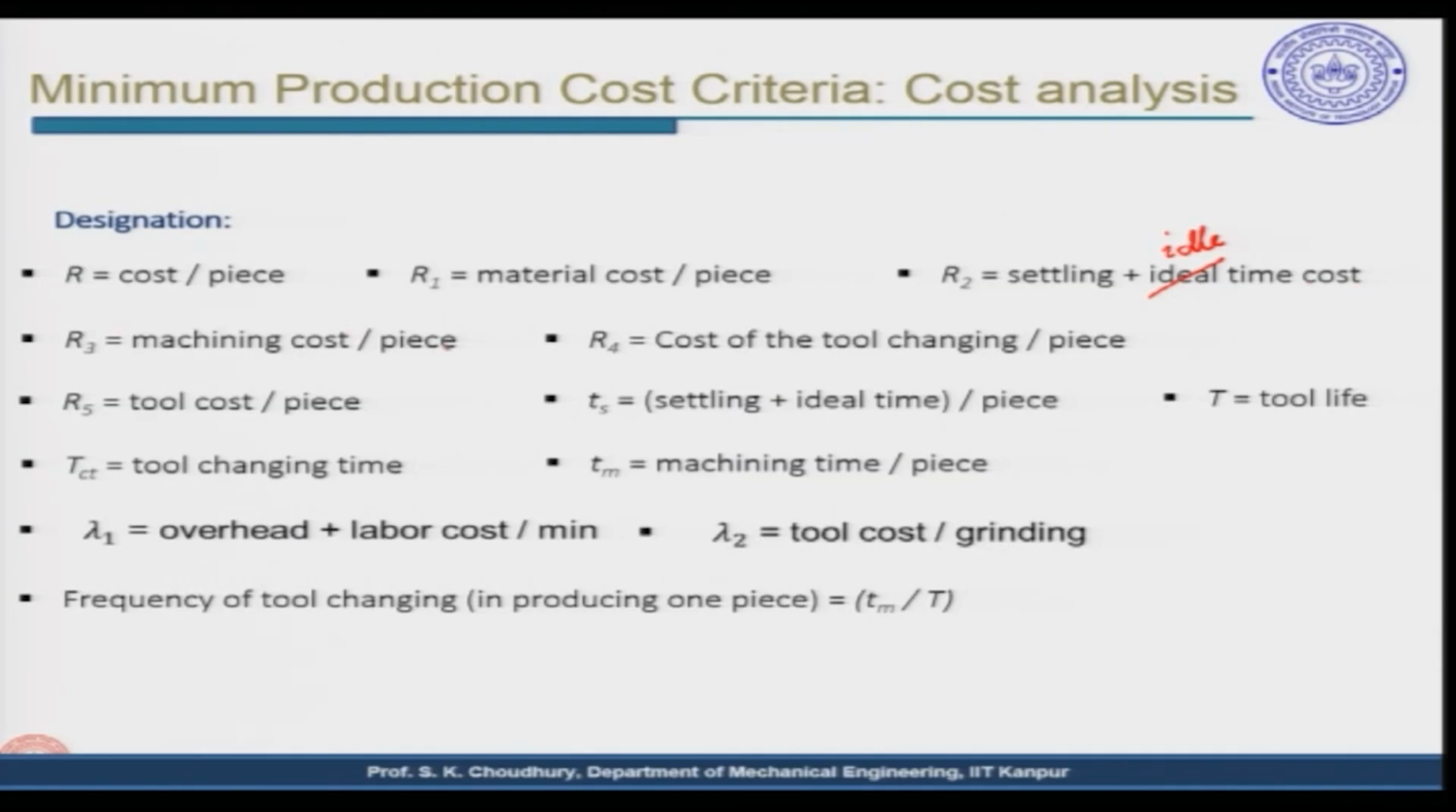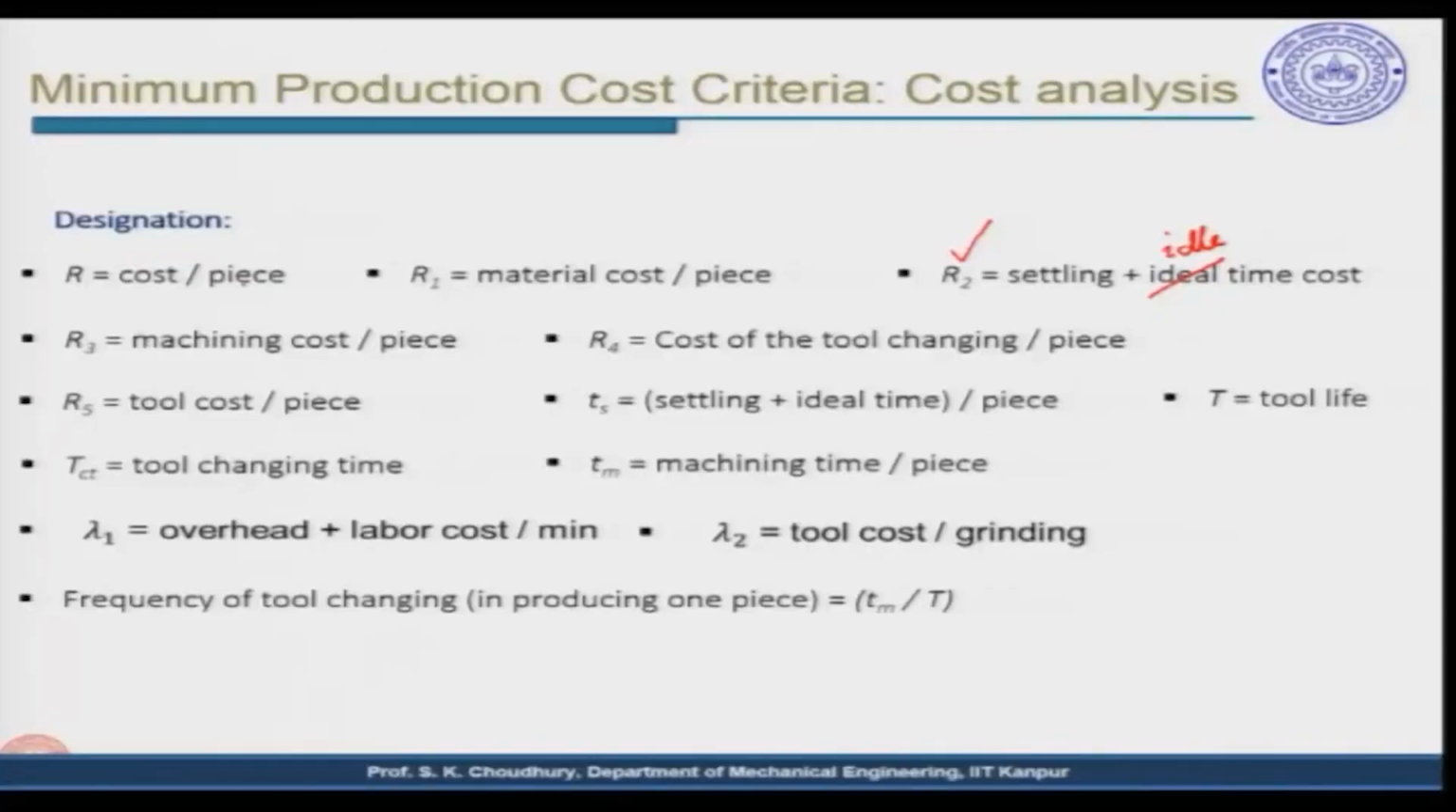R3 is the machining cost per piece. What I mean to say is that for all the time that is being spent, either for machining, or for setting up the machine, or the idle time, we have to pay. So those costs have to be considered to find out the final cost per piece. Now, R4 is the cost of tool changing per piece, when the tool is being changed. Either it can be changed for regrinding, or it can be changed to have another tool fixed in the tool post, and so on.